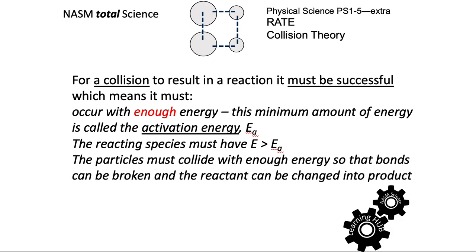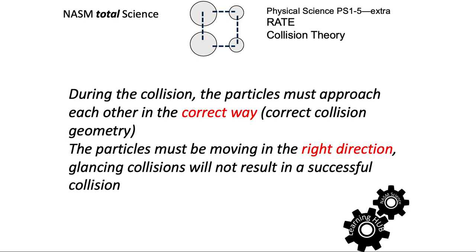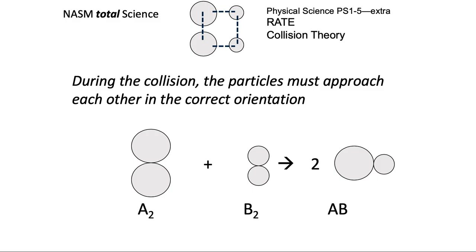So the particles must collide so that bonds can be broken and the reactant can be changed into the product by making new bonds. During the collision, the particles must approach each other and collide in the correct way, called the correct collision geometry. So they must be moving in the right direction. Glancing collisions will not result in a successful reaction.